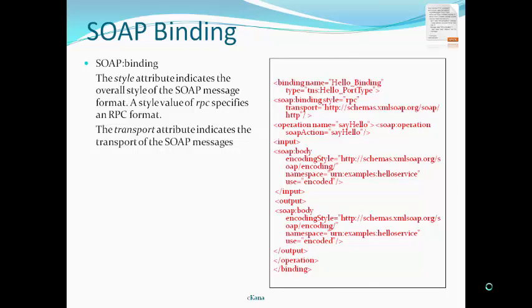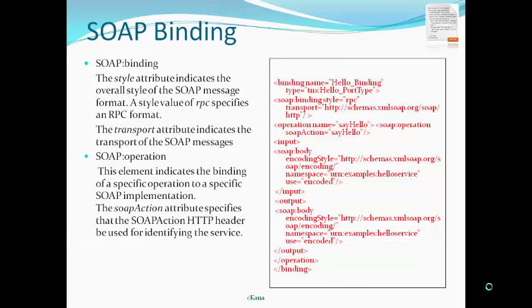The value in this example, SOAP/HTTP, indicates the SOAP HTTP transport, whereas SOAP/SMTP indicates SOAP SMTP transport. SOAP operation. This element indicates the binding of a specific operation to a specific SOAP implementation. The SOAP action attribute specifies the SOAP action HTTP header to be used for identifying the service.